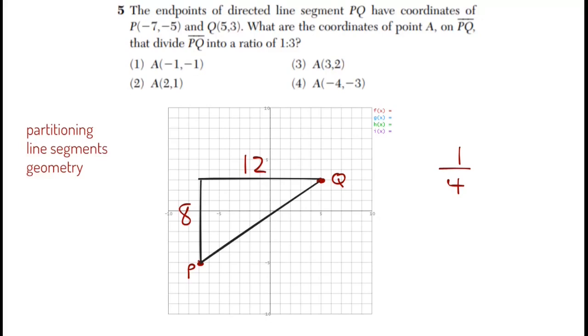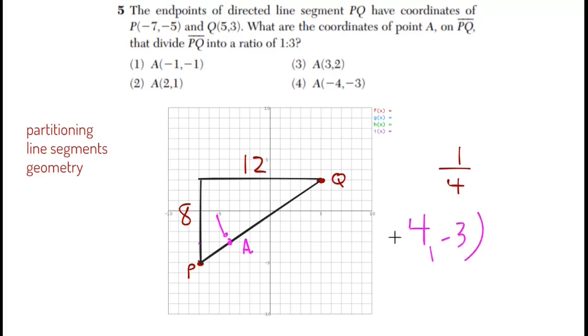So I'm going to start at P, and I'm going to go up 2 units now instead of 8. So I go up 2. And I'm going to take 12 and take 1/4 of that. That's the same thing as 12 divided by 4. Now I'm going to move over 3 instead of 12. So 1, 2, 3. Luckily, I drew this line so that it perfectly lands on the line. But that right there, that's our point A. Point A is right there. And it looks like that's 1, 2, 3, 4, so 4, -3.